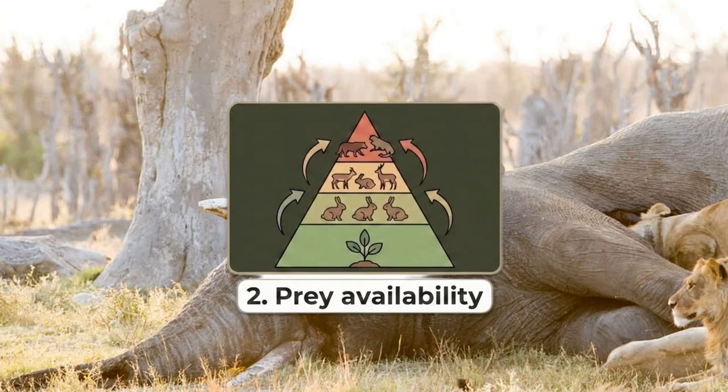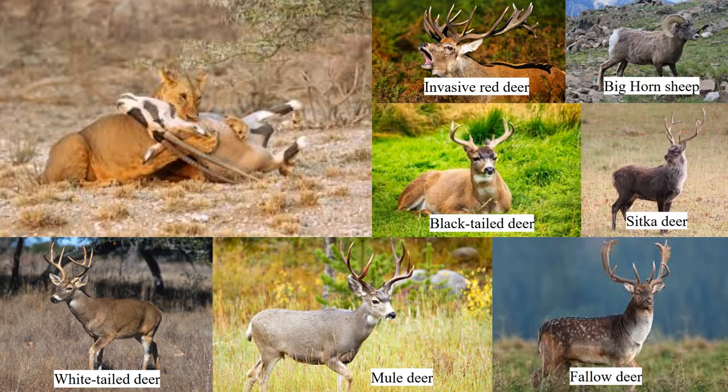However, here we need to check whether there are enough prey animals to sustain such a large apex carnivore. First, let's look at the small prey section. So there is white-tailed deer, mule deer, black-tailed deer, obviously the invasive red deer, the Sitka deer, fallow deer, and obviously the bighorn sheep. All of these are very similar in size to the smaller range of lion's prey. Lions really like to hunt oryxes, and oryxes are very similar in size and behavior to all of these.